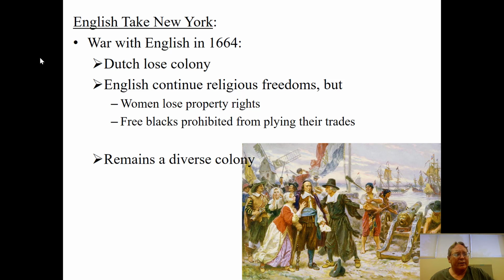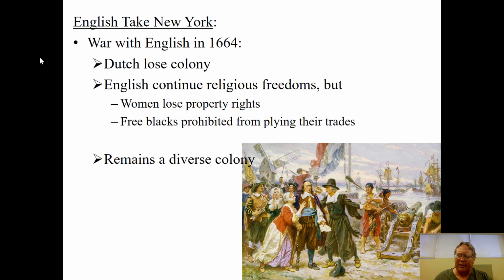But even though there is kind of this rollback of freedom, if you will, that the Dutch gave a lot of settlers, it's still a very diverse colony. It still has a lot of different people speaking a lot of different languages. The origins of modern New York, this cosmopolitan place, actually comes from that Dutch period, and it continues through the English period as well.